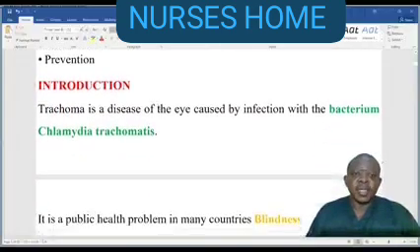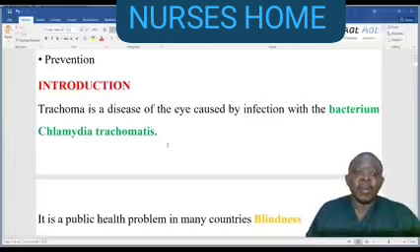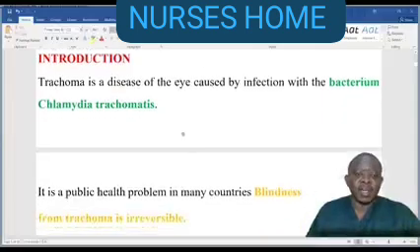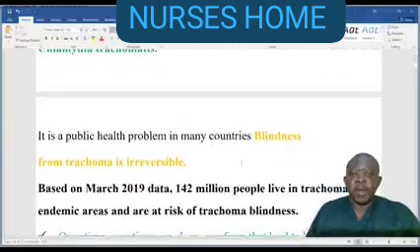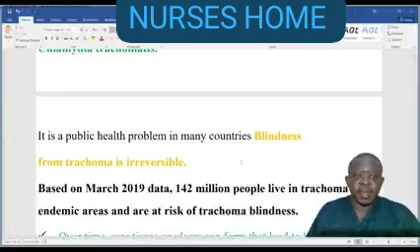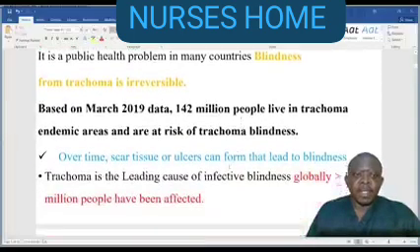Trachoma is a disease of the eye that is caused by infection with bacterium Chlamydia trachomatis. Okay, so Chlamydia trachomatis is the causative organism of trachoma. So that's where the word trachoma is coming from. It is a public health problem in many countries and a cause of blindness in most instances, which may be irreversible.